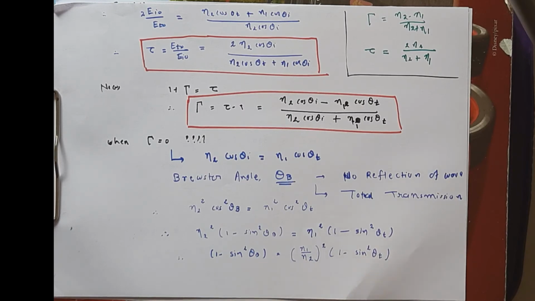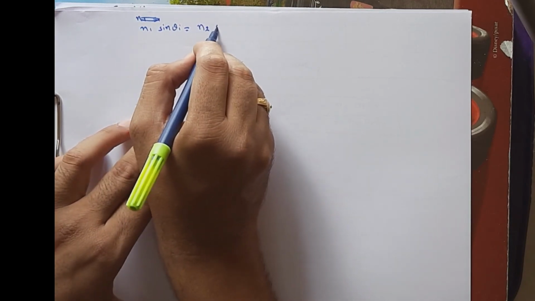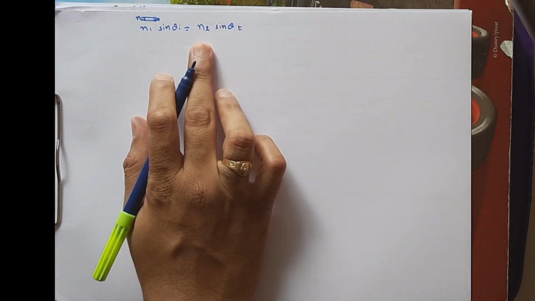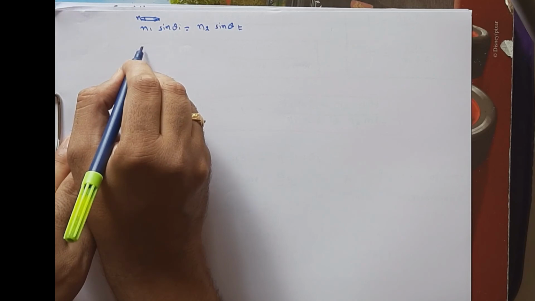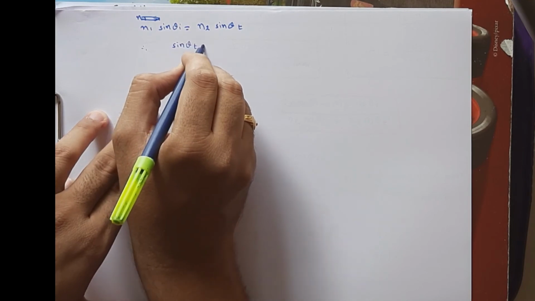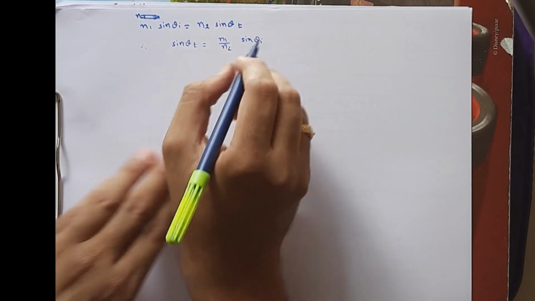Now we have to apply Snell's law. We know the second law, Snell's law, which says that n1 sin theta I is equal to n2 sin theta t, where n1 and n2 are refractive indices. So sin theta t is equal to n1 by n2 sin theta I.